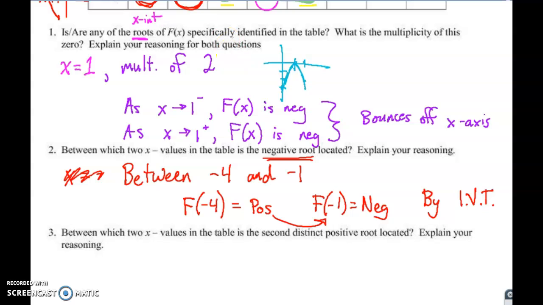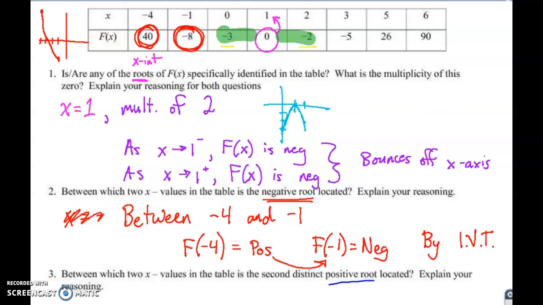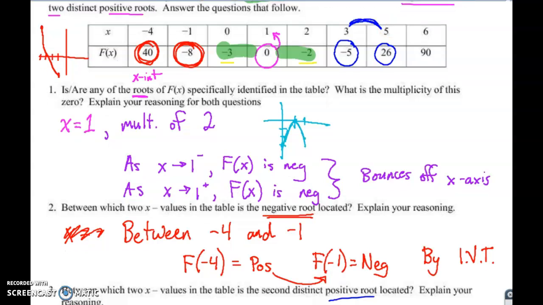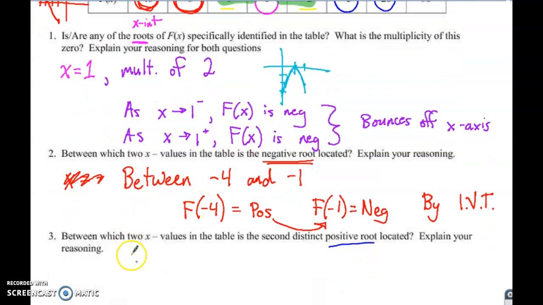And what about the distinct positive root? So again, we're looking at a positive value. We want to look for the same thing. Does it ever change from a positive to a negative, or a negative to a positive? Negative to a positive between what two x values? 3 and 5. Between 3 and 5.